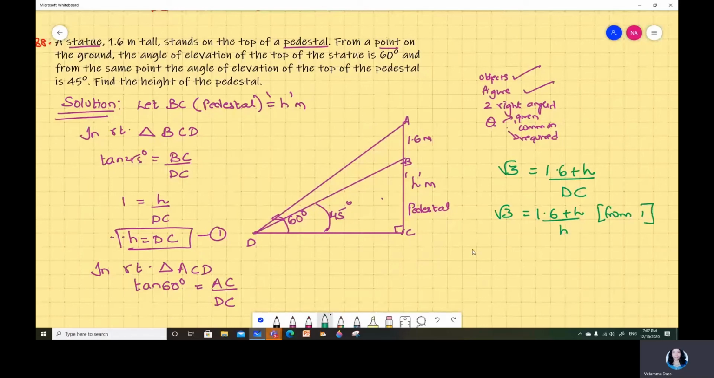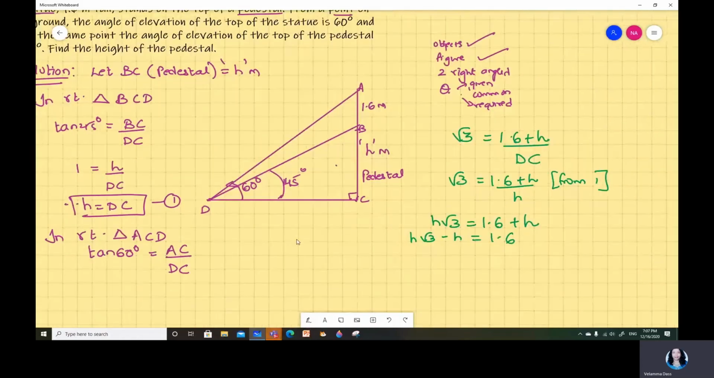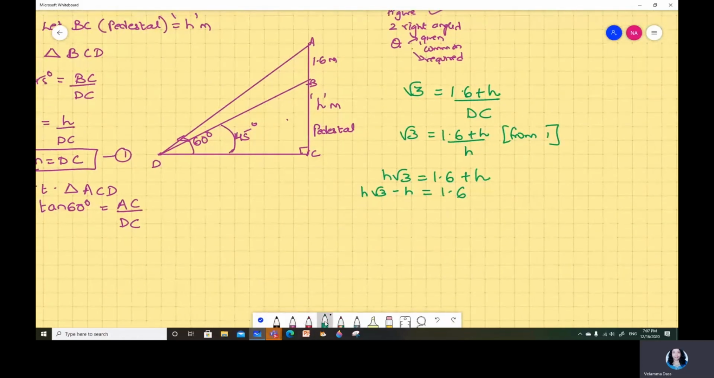Let's cross multiply this. So we will get h root 3 equals to 1.6 plus h. So we want to find h. Take h here, so we will get minus h equal to 1.6. So here we have, let's take h common. So when we take h common, we have h times root 3 minus 1 equals to 1.6. We have to find what h is. So h equals 1.6 upon root 3 minus 1. Now this is a binomial and we have to find the conjugate of this. This is root 3 plus 1 and again we have root 3 plus 1.